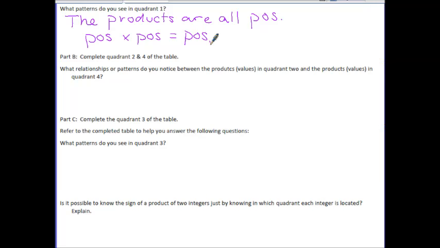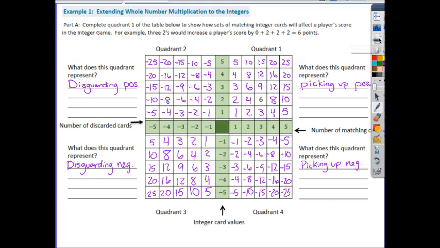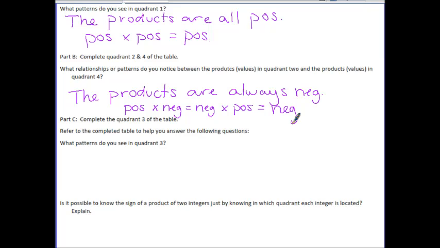In part B, it says, what relationships or patterns do you notice between the products in quadrant 2 and the products in quadrant 4? So let's look at quadrant 2 and quadrant 4. In this case, we have discarding positives or we have picking up negatives. Notice in each of these cases, it involves a positive times a negative, and the result was always a negative. Part C says refer to the completed table to help answer the following questions.